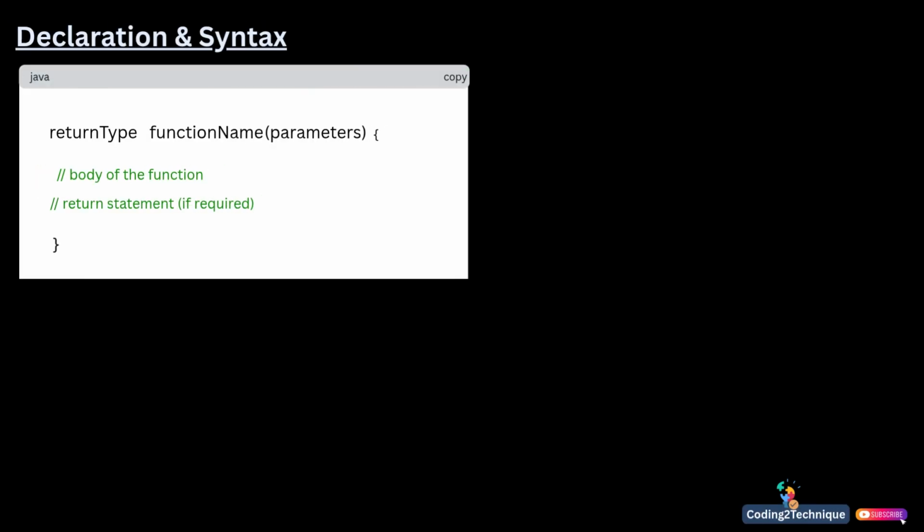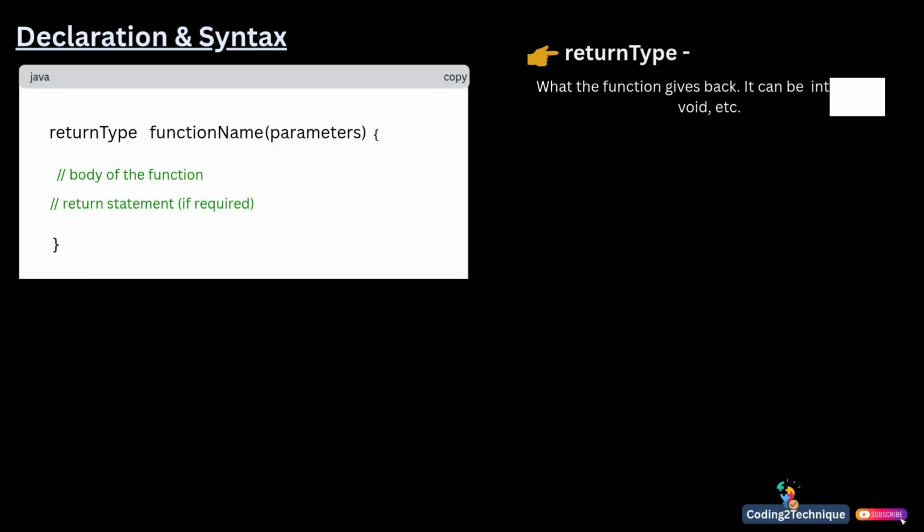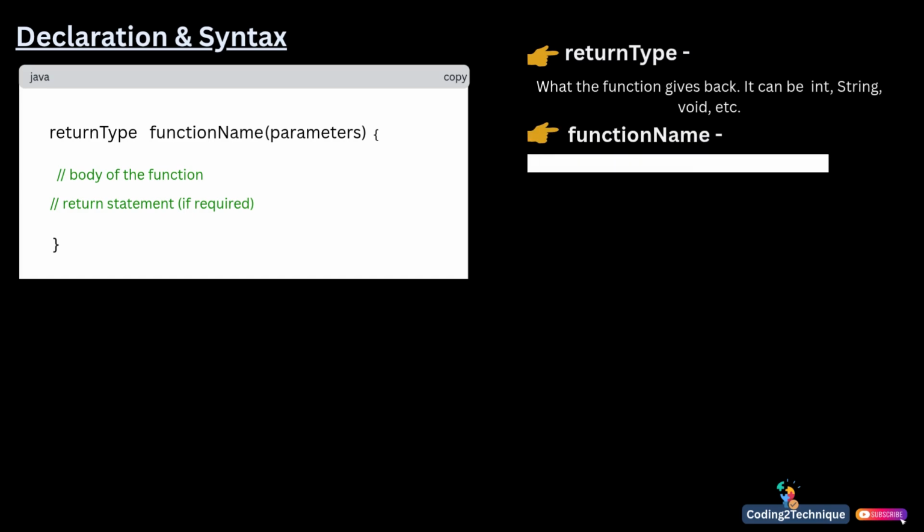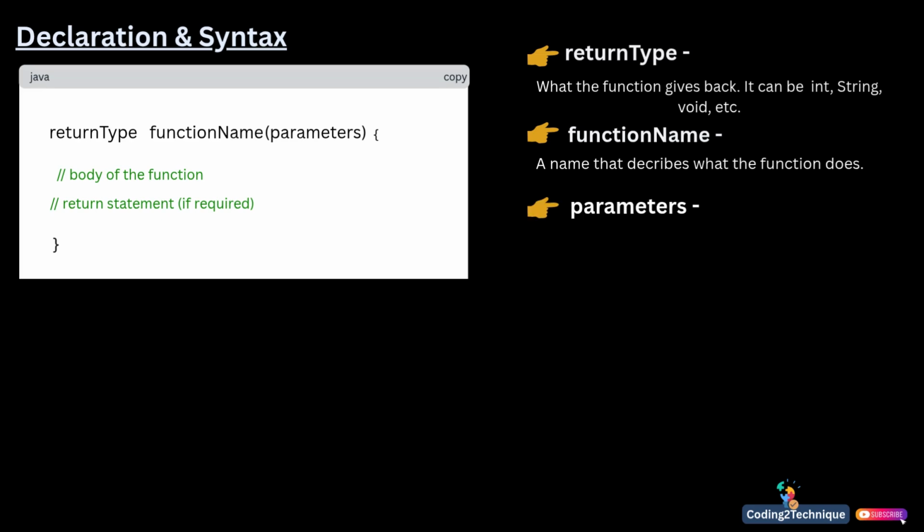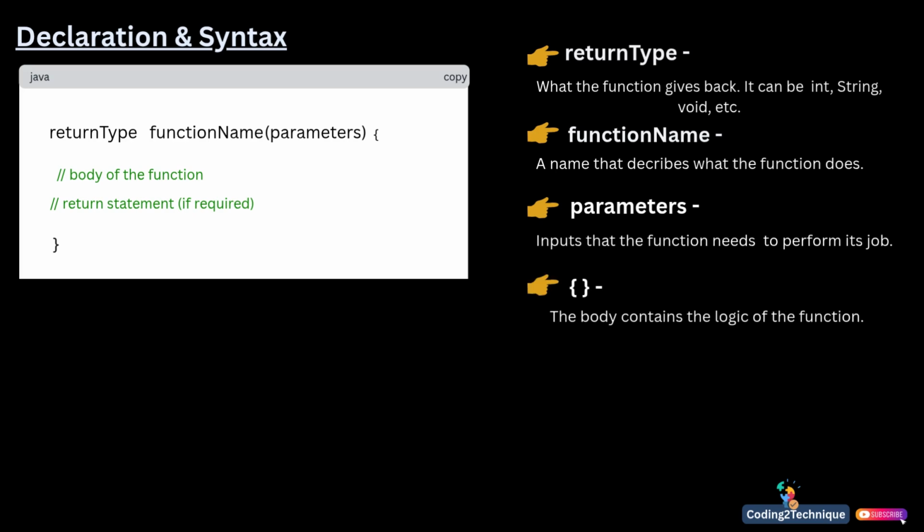Function declaration and syntax. The basic declaration syntax looks like this. Return type: what the function gives back. It can be integer values, string, void, etc. Function name: a name that describes what the function does. Parameters: inputs that the function needs to perform its job. Curly braces open and close. The body contains the logic of the function.